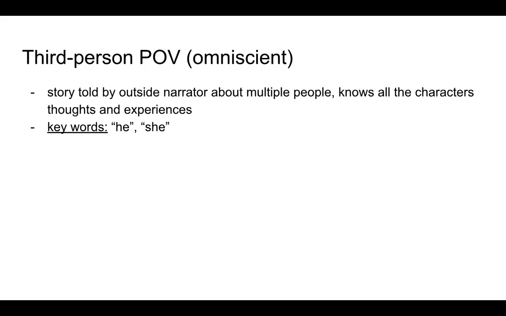Third person omniscient point of view is a little different. This story is also told by an outside narrator, but he knows about all the characters' thoughts and experiences, so he's telling a story about multiple people. Again, the same keywords to look for as limited point of view are he and she.